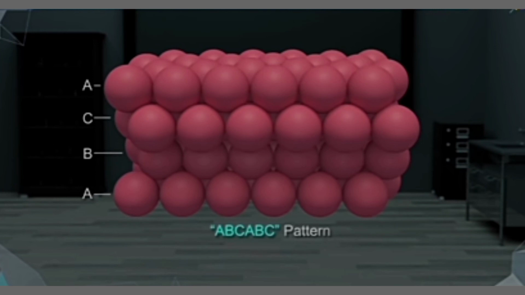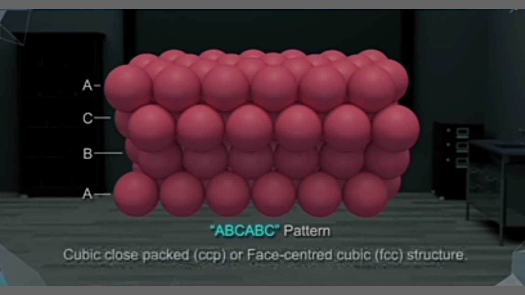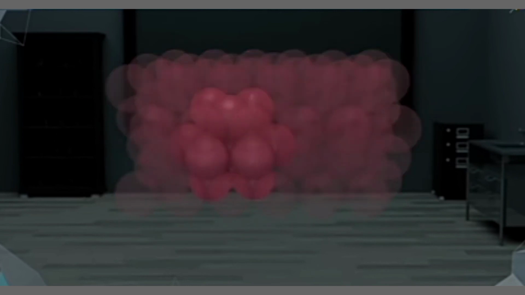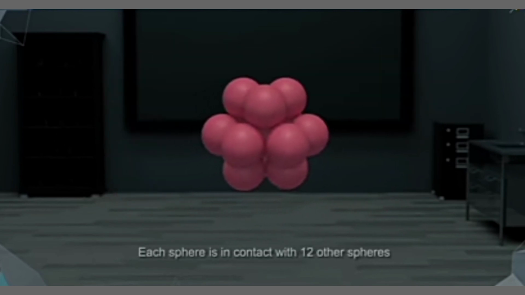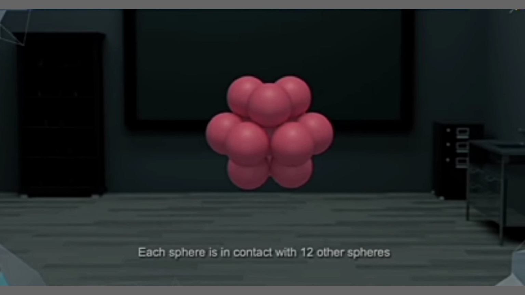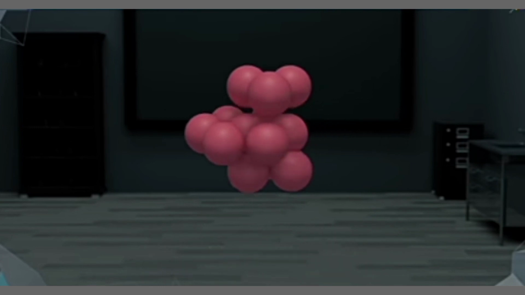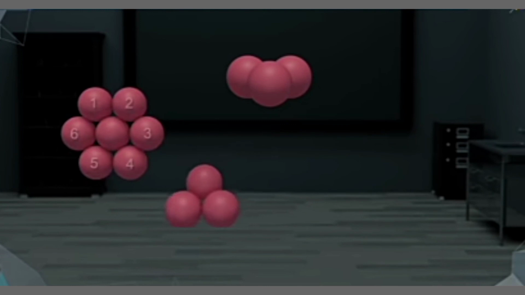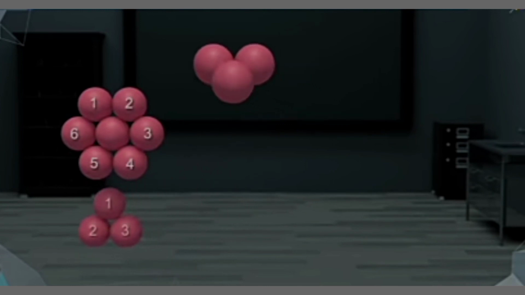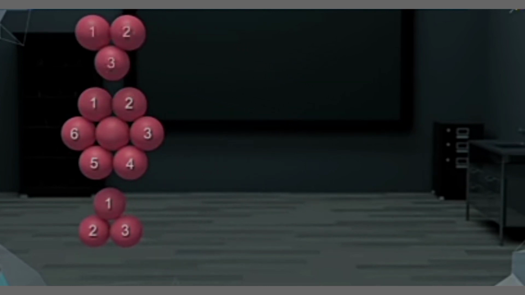So, this pattern is known as ABC type, and the structure formed is the cubic close-packed or face-centered cubic structure, FCC. In this type of structure, each sphere is in contact with 12 other spheres, 6 from the same layer, 3 from the layer below and 3 from the layer above. So, the coordination number is 12.